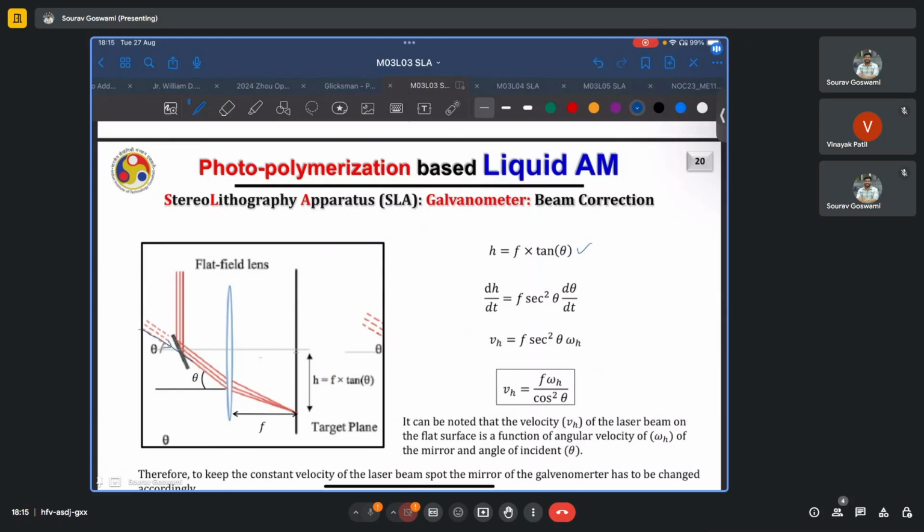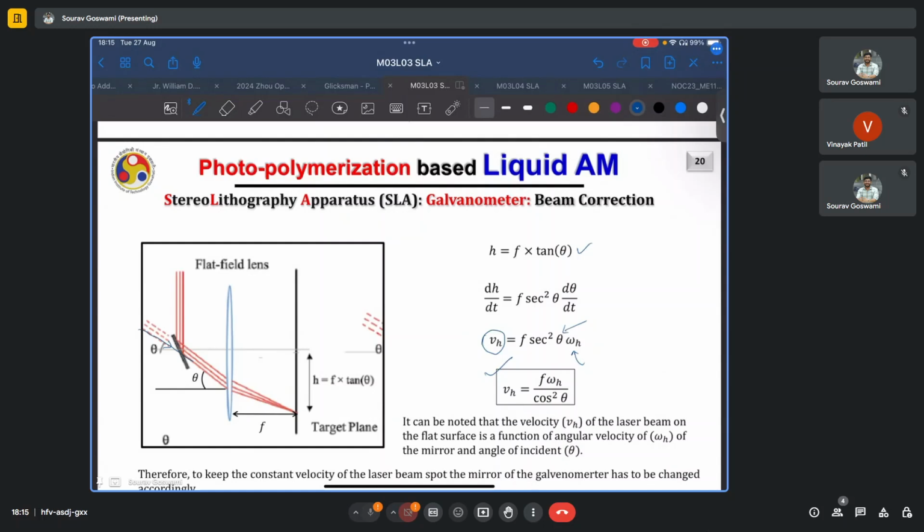And when we differentiate it and try to find a relationship between the scanning speed Vh with which I can scan my laser spot on the target surface and the angular velocity with which I can move my galvanometer mirror, and also the theta at which the incident laser is incident on the galvanometer, we ended up with this relationship where Vh is equal to f times omega by cos square theta. And the thing to note here was that the scanning velocity with which we can scan our laser spot on the target plane is proportional to the angular velocity of the galvanometer and depends inversely on cos square of the angle at which the incident ray was incident on the galvanometer.